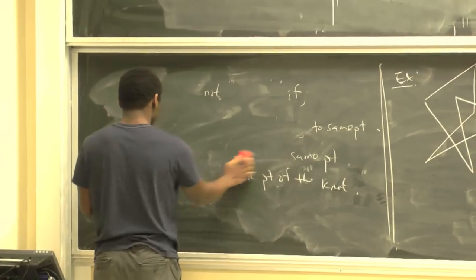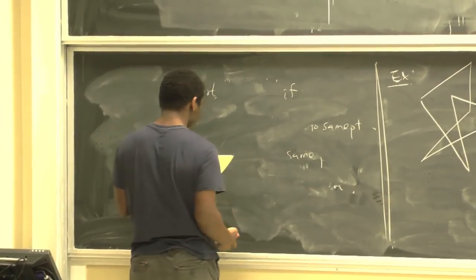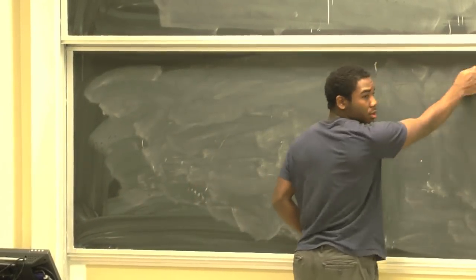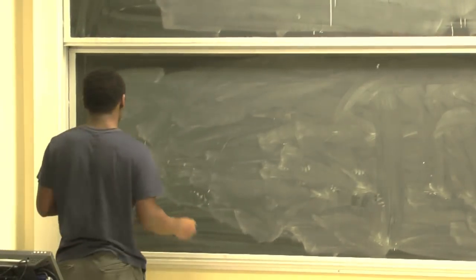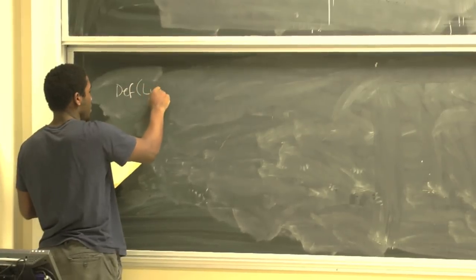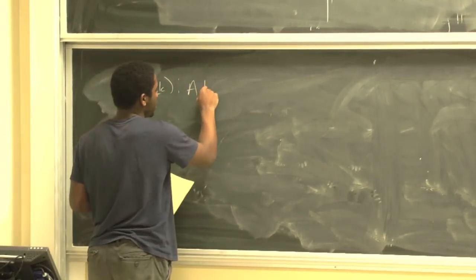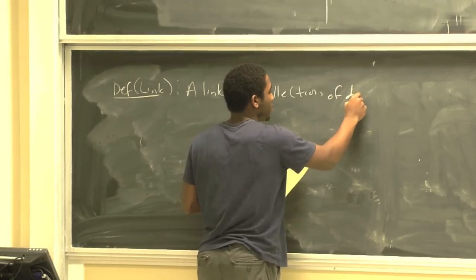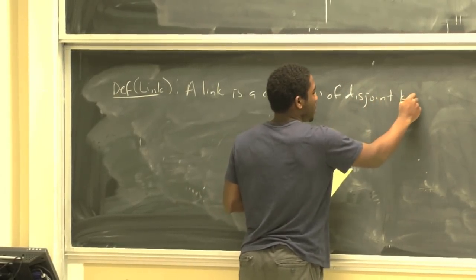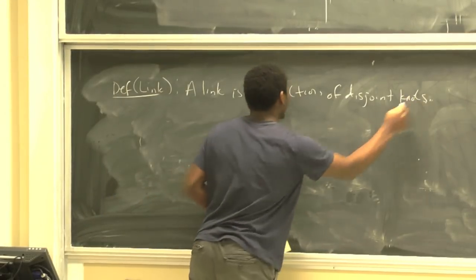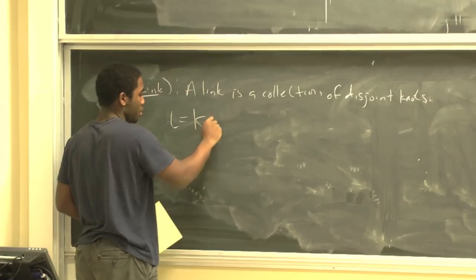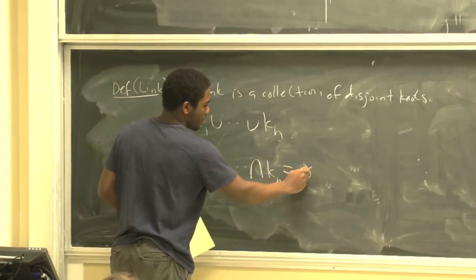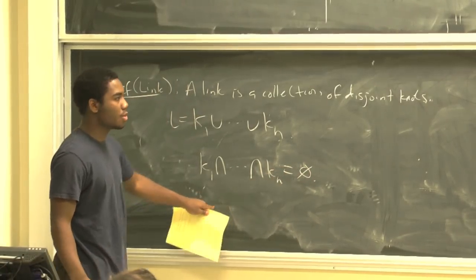So the next thing in the study of knots, it's useful to consider objects where the number of loops is bigger than one. And with that, we come to this notion of defining what a link is. A link is just a collection of disjoint knots. More formally, you can say a link is just a union of a finite number of knots, because knots are a set of points, so you can represent it this way.